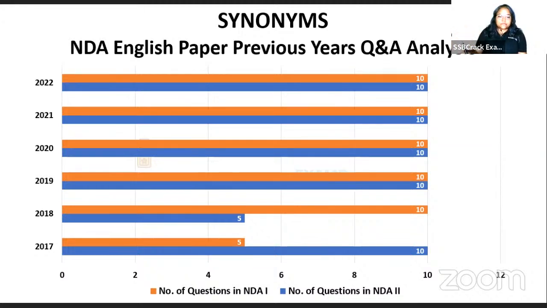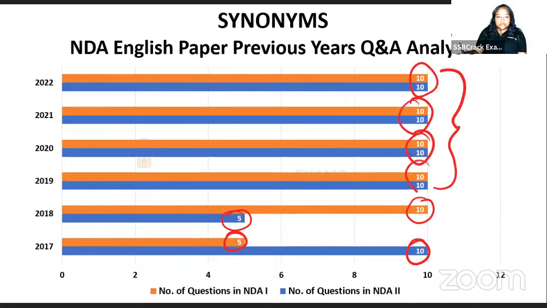काफी इंपॉर्टेंट टॉपिक है. आप देख सकते हैं कि NDA 1 2017 में 5 questions came. Then in NDA 2 2017, 10 questions came. NDA 1 2018 में भी 10 questions came from this topic, and NDA 2 2018, 5 questions came. But from 2019 onwards till very recently, which is NDA 2 2022, 10 questions have been coming repeatedly. So you can also expect 10 questions in your NDA 1 2023 English section from this topic.